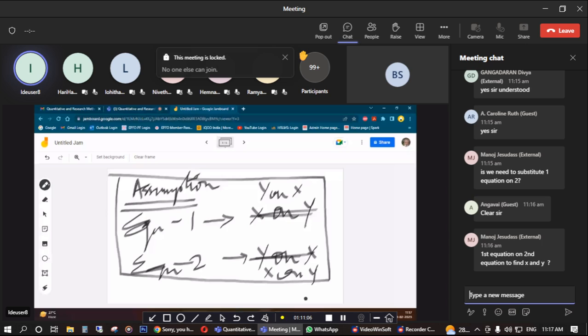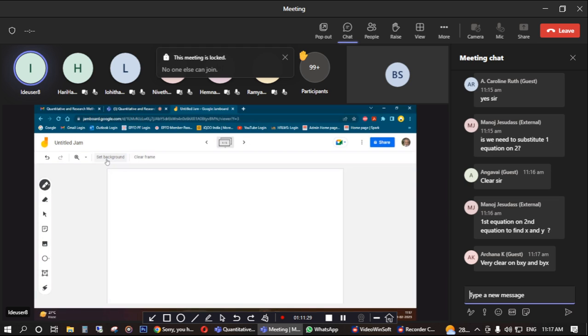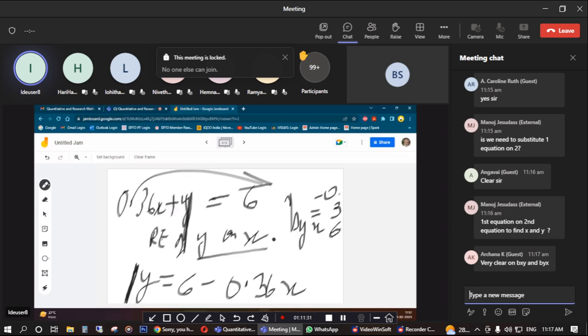Understood? That is why I told you, in this particular method of least squares, first you have to take the assumption. If the assumption is correct, proceed. If the assumption is wrong, you have to repeat the procedure by interchanging equation 1 as y on x and equation 2 as x on y. But let us not go till there. We are first right here. So you understood bxy and byx.